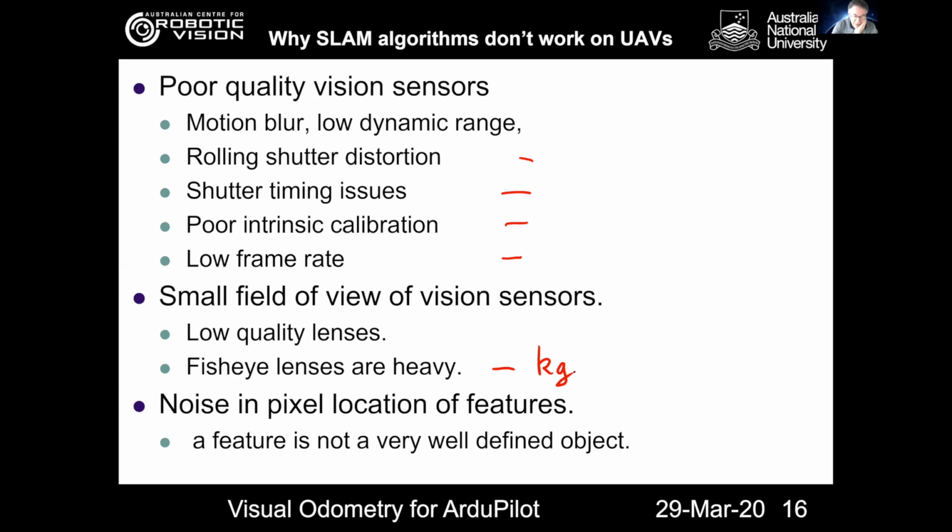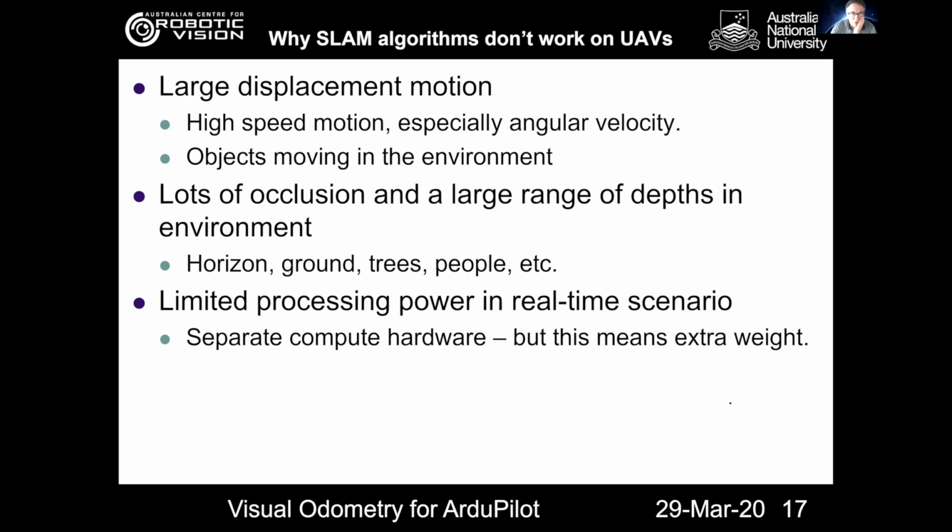So, noise in pixel locations. Features aren't very well defined objects, so exactly how do you talk about a feature? That's a really important thing. Aerial vehicles move fast, in particular in angular velocity. When you do a fast correction of angular position or attitude, how do you actually track features through that? That also couples into one of the weaknesses of most VO algorithms: the standard failure mode is in rotation and translation. When you get high rotations, that's the normal failure mode. When objects move in the environment, you can no longer identify them as constants. Aerial vehicles have lots of occlusion, horizons, ground, trees, and a large range of depth. You might be flying only a few meters above the ground, but you're looking at the horizon, which is kilometers away. So that's a problem. And you need to run on limited processing power.